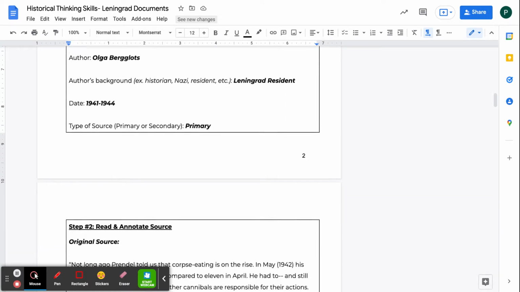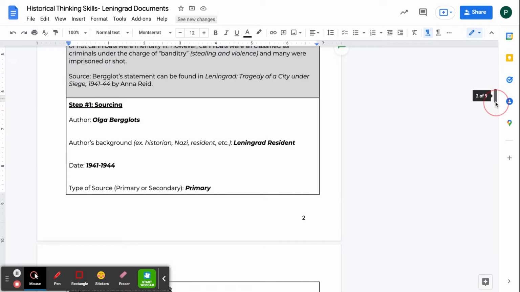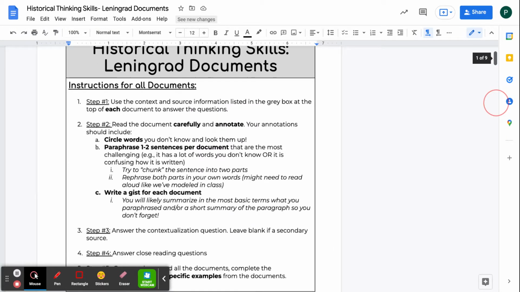Let's scroll down. Okay, now we're on step two. So let's go back up to see what is step two. Step two is read and carefully annotate the documents. Same procedure as before, and you know I'll be checking this. Circle words you don't know and look them up. 1 to 2 sentences of paraphrasing per document. I've given you different ways to paraphrase and a gist for each document.